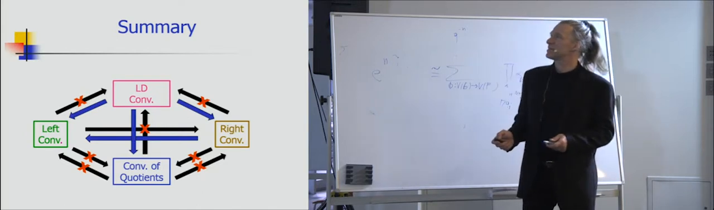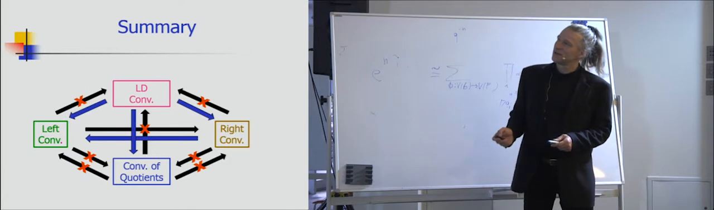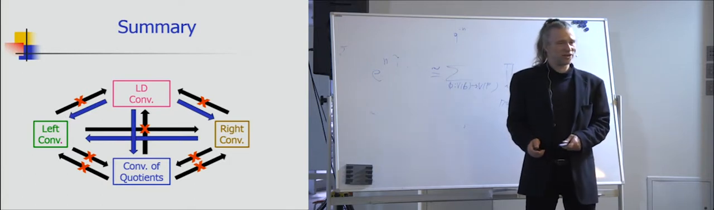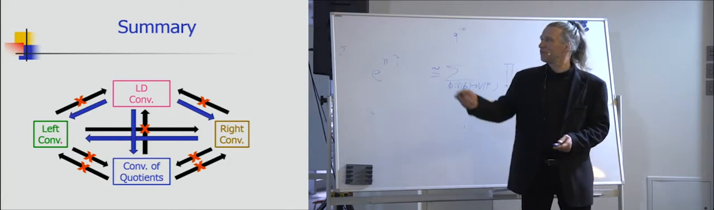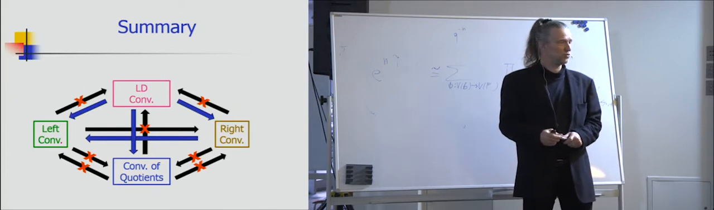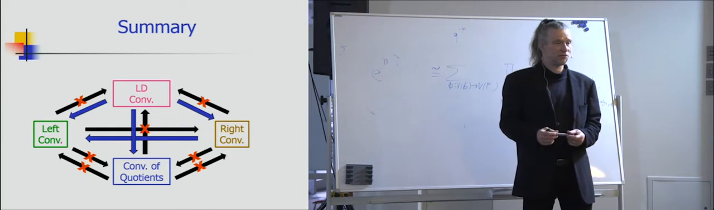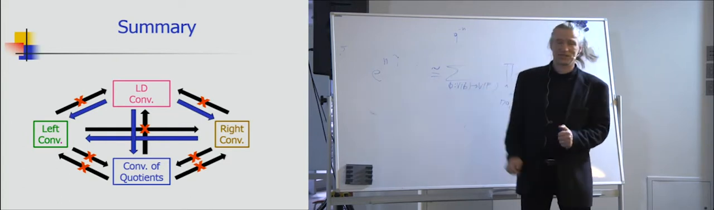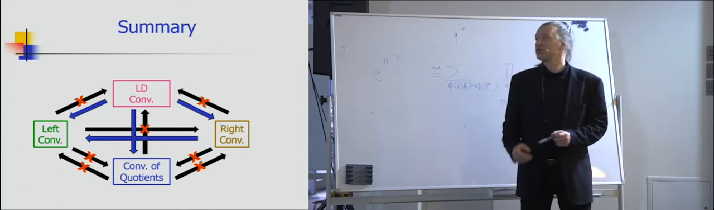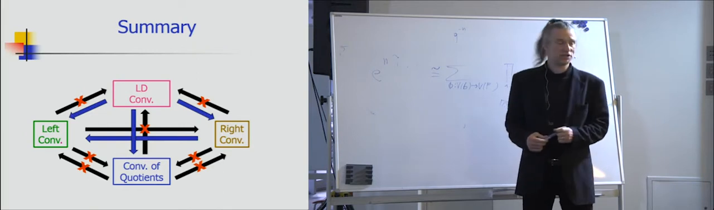And then you should ask yourself, well, do you want to be an extremal combinatorialist? Then you may want to look at left convergence. Do you want to do computer science? Then maybe the right notion of convergence is that of quotients. Do you want to do statistical physics? Then the right notion of convergence is the convergence of free energies.